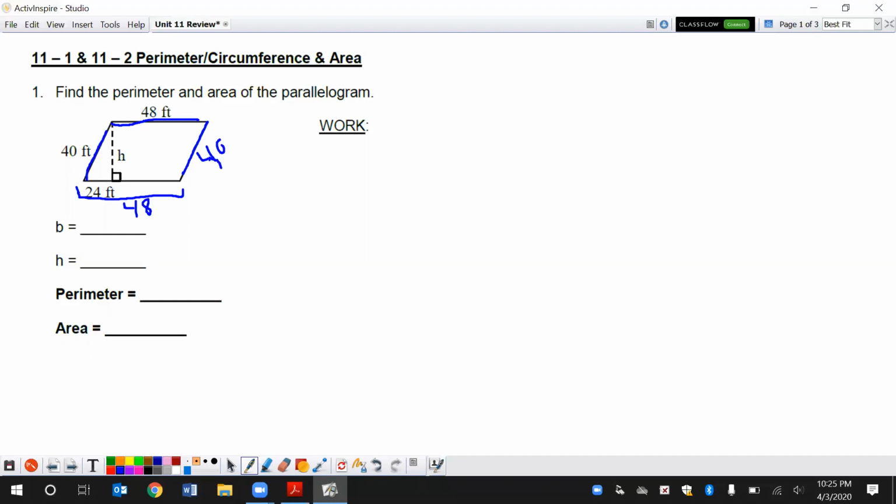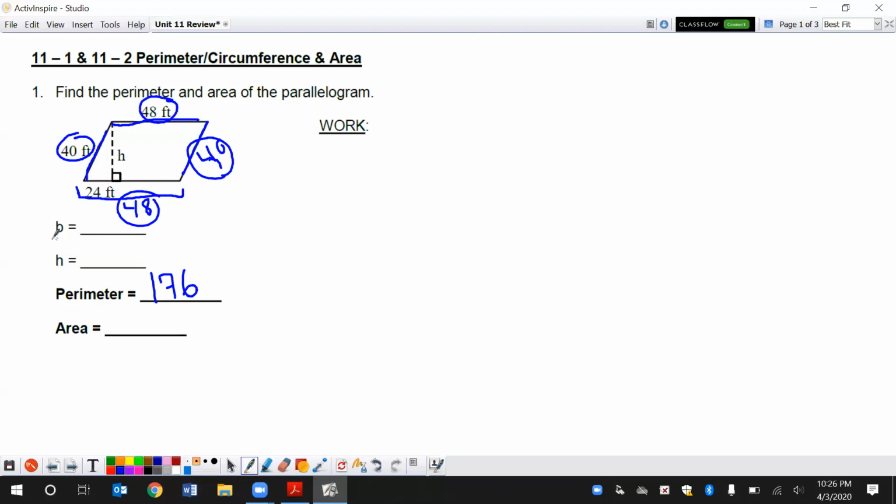And so with that, I can find the perimeter for my shape. Perimeter means that you want to add up all your sides. So I'm just going to add 40 plus 48 plus 40 plus 48. So 40 plus 40, that's 80, plus 48 plus 48, that's 176. So I just added my 4 sides. So that was the easy one.